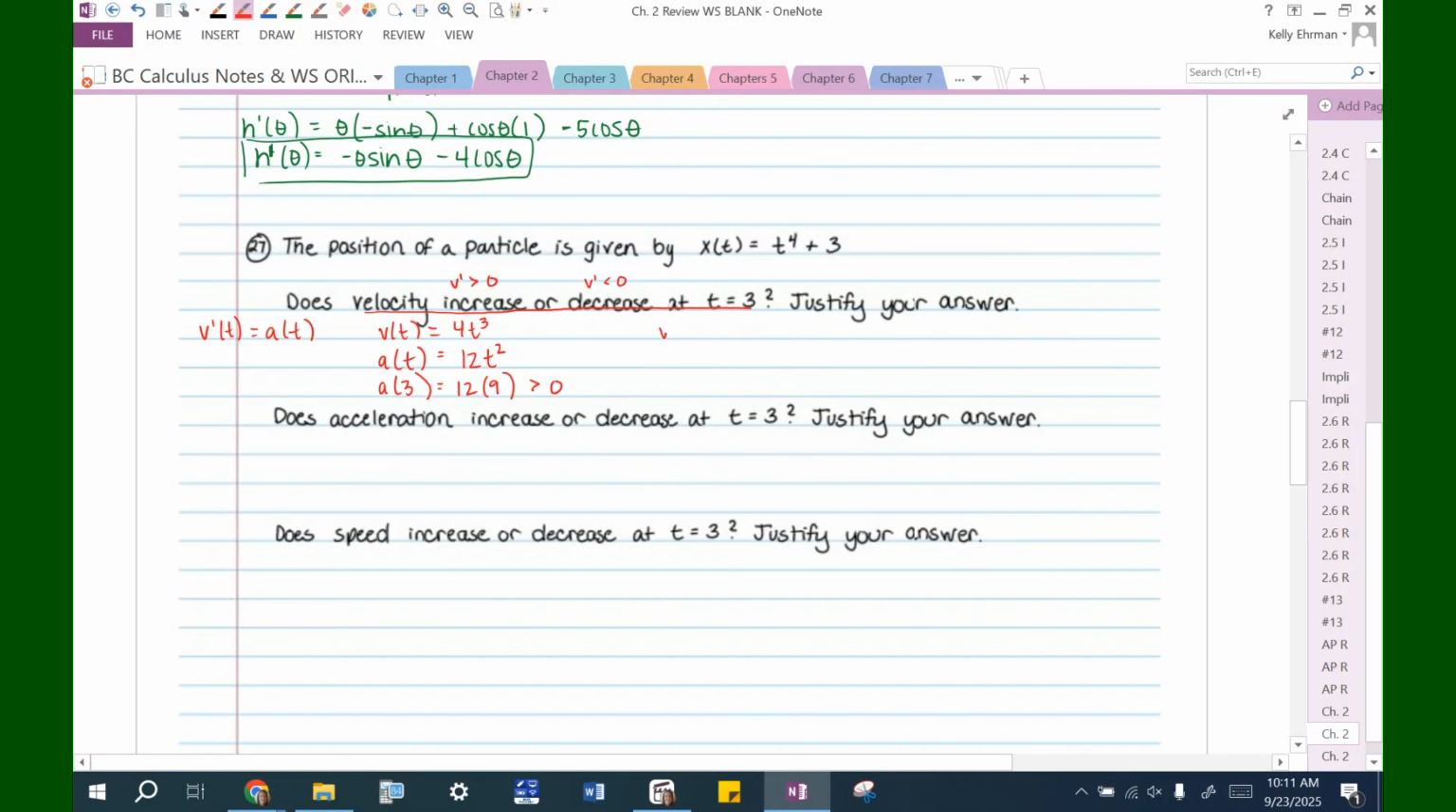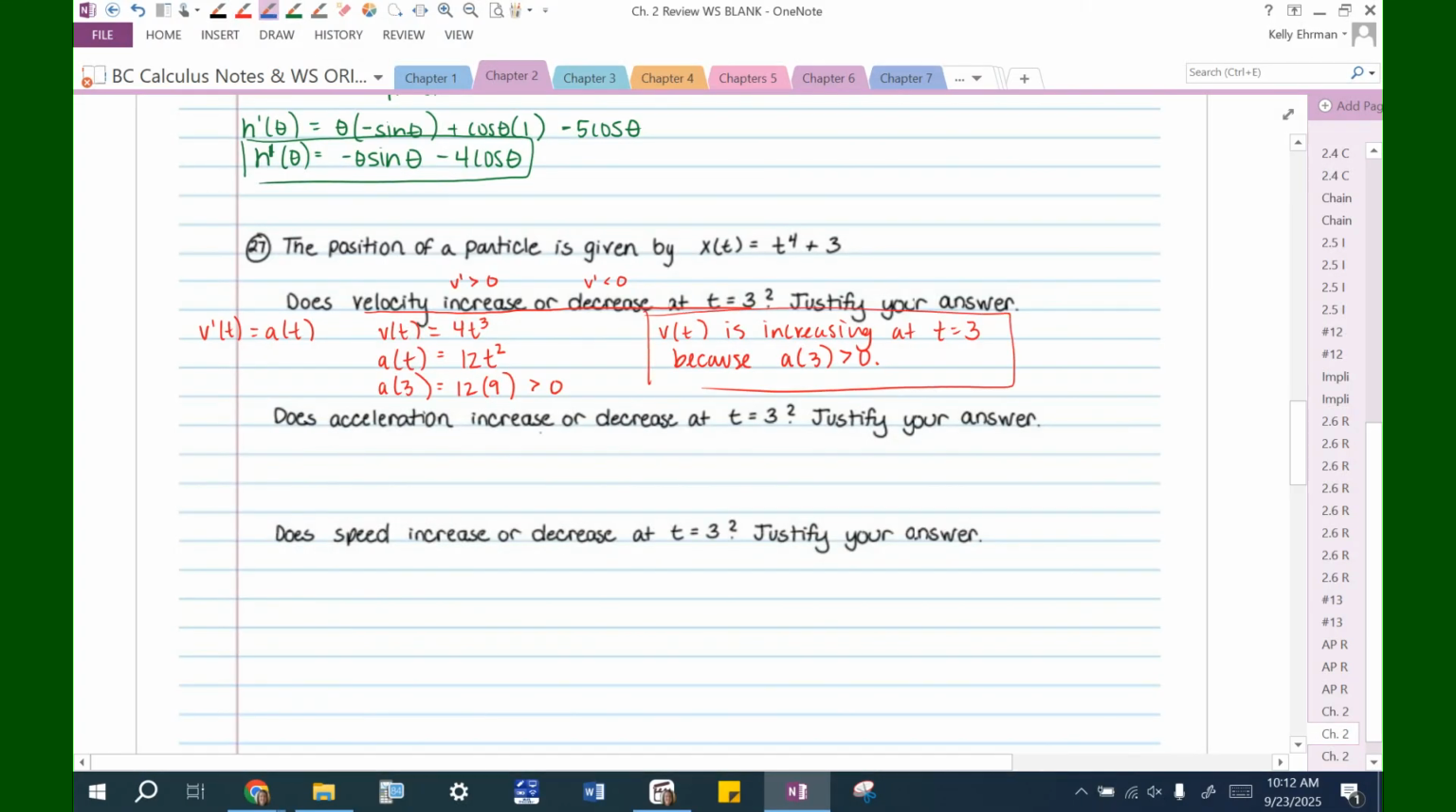So I know that v of t is increasing at t equals 3 because all I have to say is a of 3 greater than 0. It's good to show the work down here, but that's it. That's all you have to write.